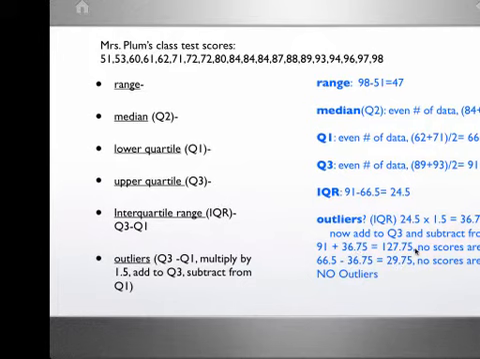Now notice when we add it, there are no scores that are 127.75 or greater. So there's no outliers on the upper end, and at the lower end there are no outliers either, because 66.5 minus 36.75 is 29.75. Well, we can see right here that there's no scores that are that low. So in this example there are no outliers.